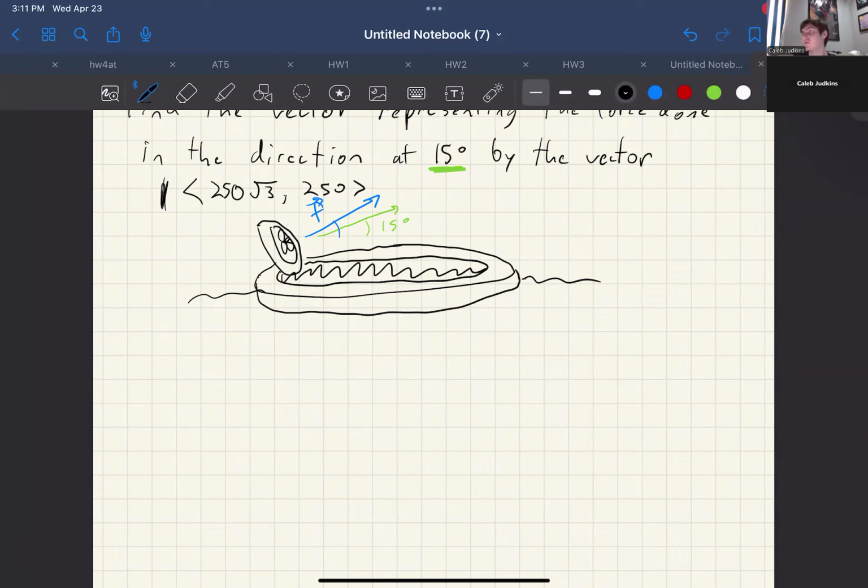Well, for these issues, we want a vector with magnitude 1. We want a vector of length 1. So in order to get this green vector with length 1, we genuinely just need to do cosine of 15 degrees, comma sine of 15 degrees.